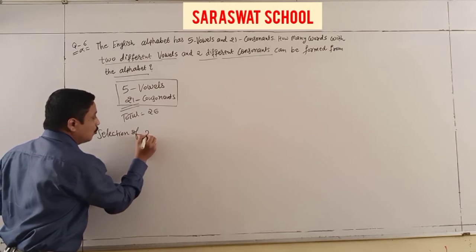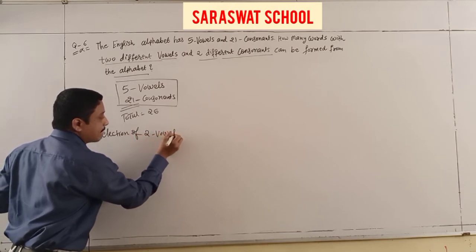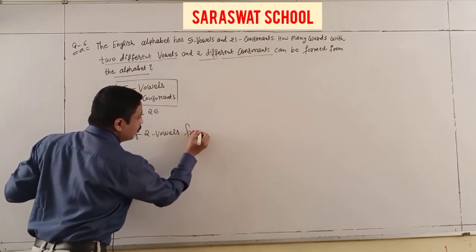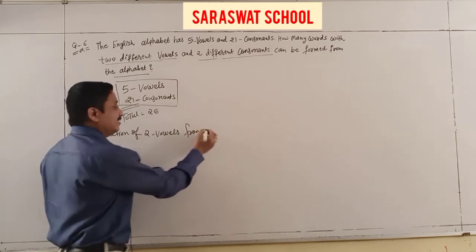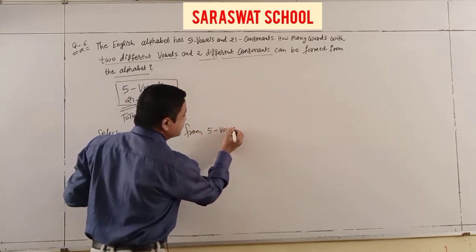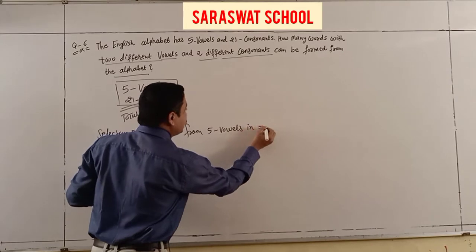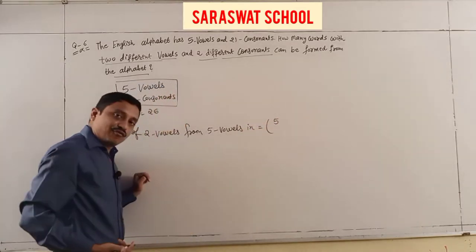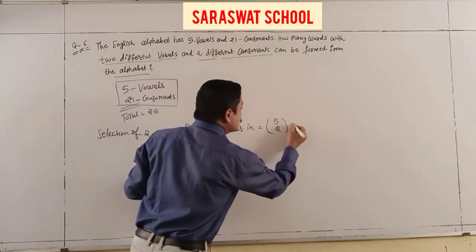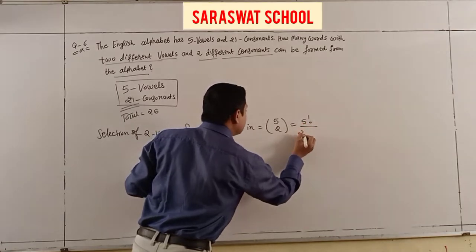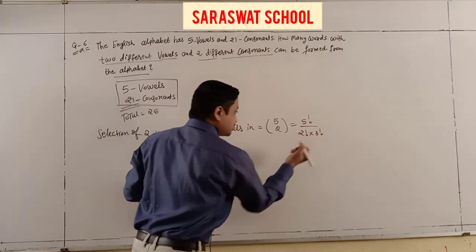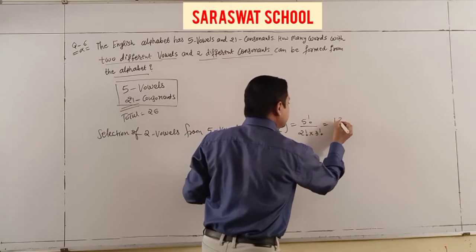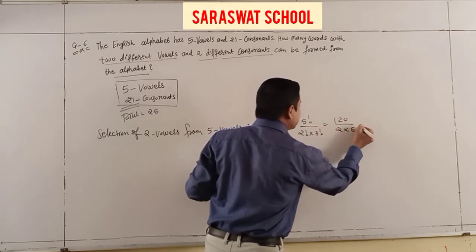I am first going to the selection of 2 vowels from how many vowels? 5. From 5 vowels, in how many ways? Out of 5 we select just 2. 5 factorial over 2 factorial into 3 factorial, and my answer is 120 over 2 into 6, it is 10 ways.